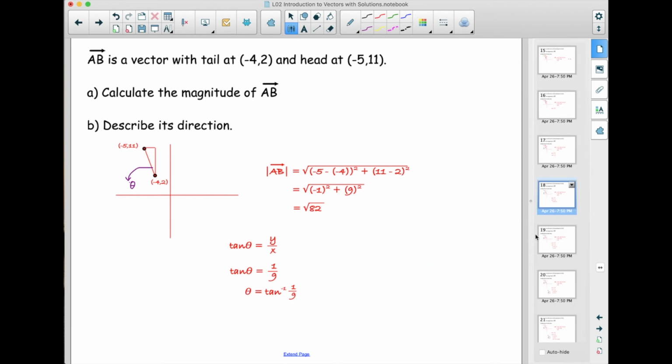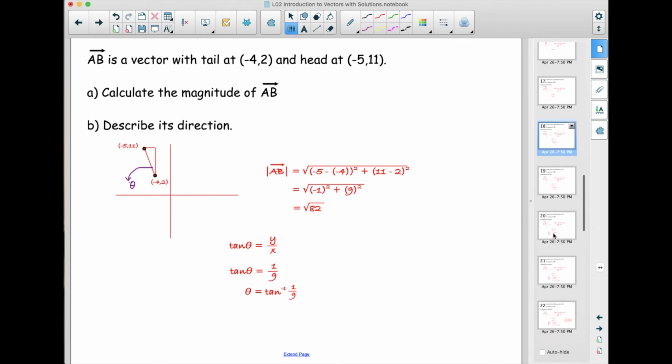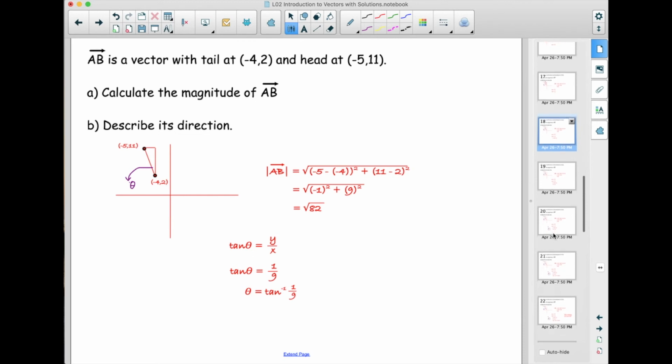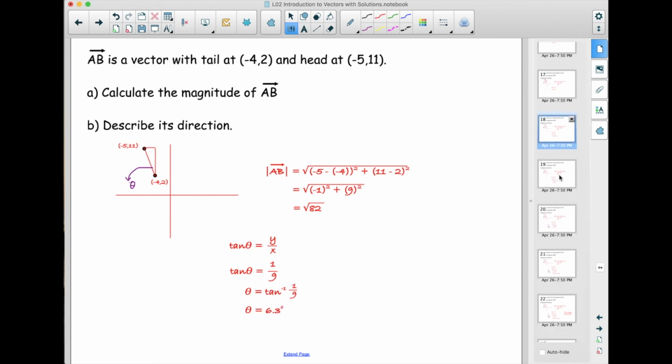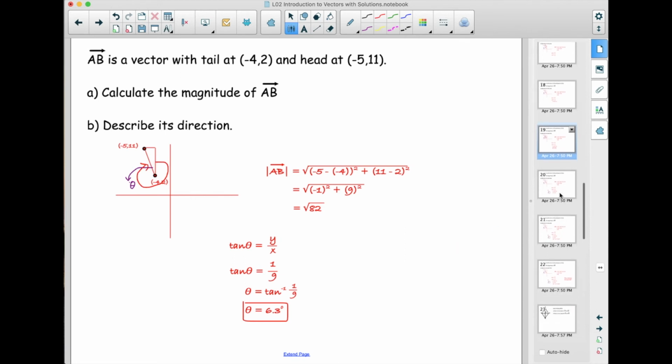Plug that into our calculator, and rather than work in radians, because we are given bearings and bearings are measured in degrees rather than radians, I'll make sure my calculator is in degree mode, and the inverse tan of 1/9, rounded to the nearest tenth, gives theta equal to 6.3 degrees. So this angle is 6.3 degrees. And now in order to find bearings, bearing would be swinging all the way around like that. So moving forward on the next slide, we show that swing around like that.